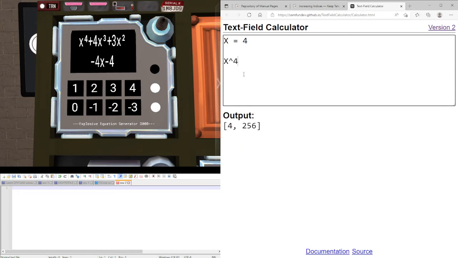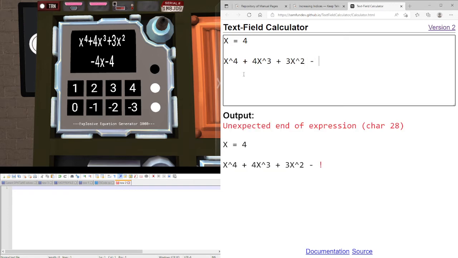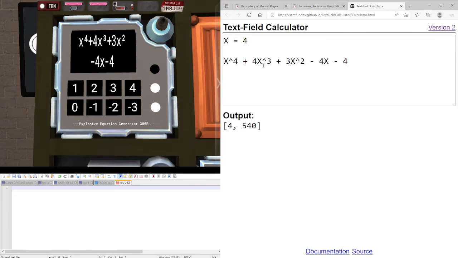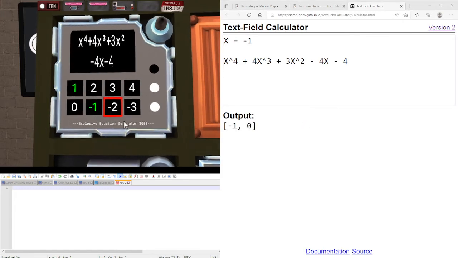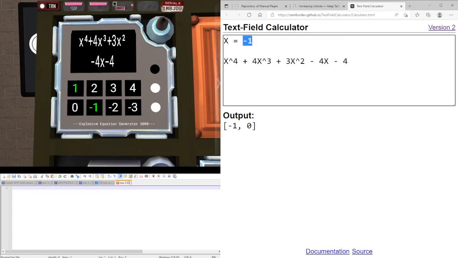So x to the 4th plus 4x to the 3rd plus 3x to the 2nd minus 4x minus 4. So we see 4 is not the answer because it gives us 540. Again, we know 0 can't be it because we have a constant on the end. Let's go for 1. It is a root. Let's try minus 1. It is another root. We're not done yet. There can be repeated roots. 2 is not a root. Minus 2 is a root.